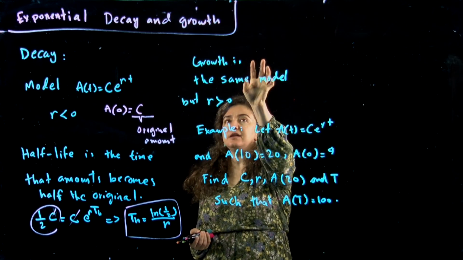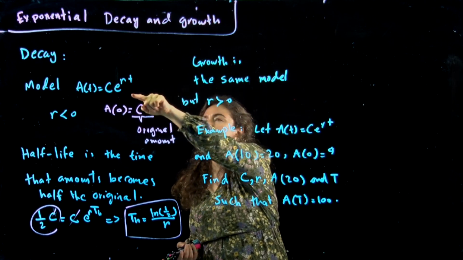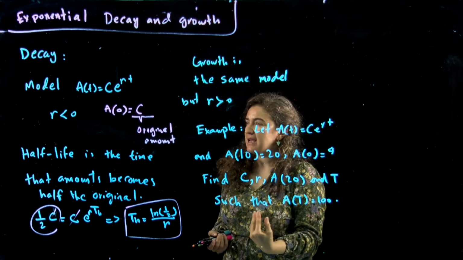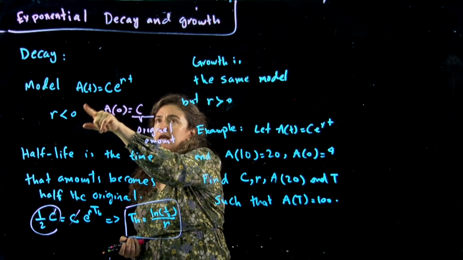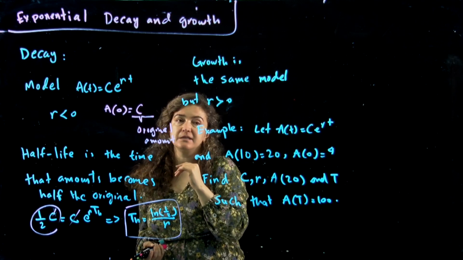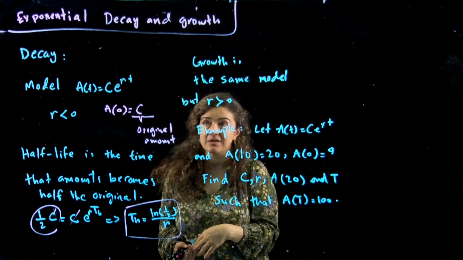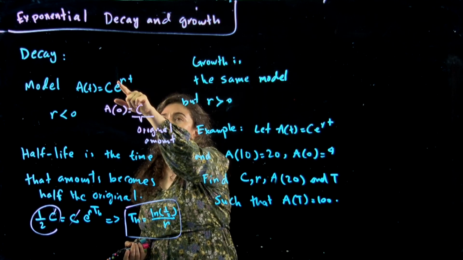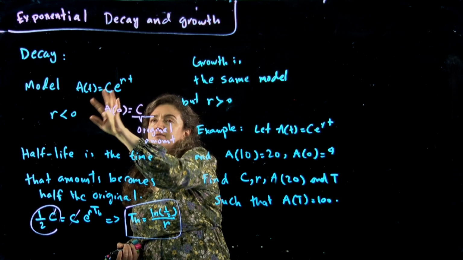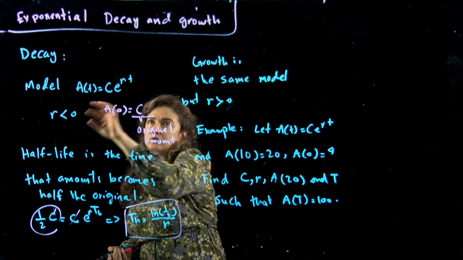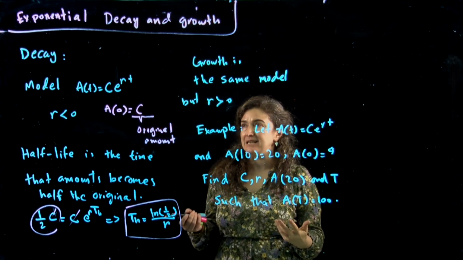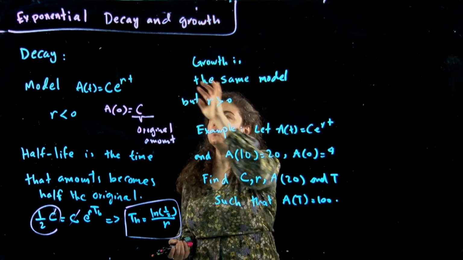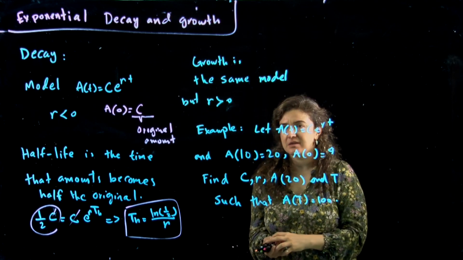Exponential growth, interestingly, follows the same model, except r is bigger than 0. In some texts, you don't see exponential decay as e to the power rt. You see it as e to the power negative rt when r is positive. But nevertheless, it's the same concept. What multiplies t is always negative for decay, and for growth, what multiplies t is always positive.